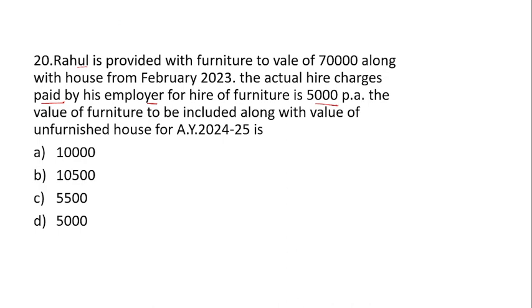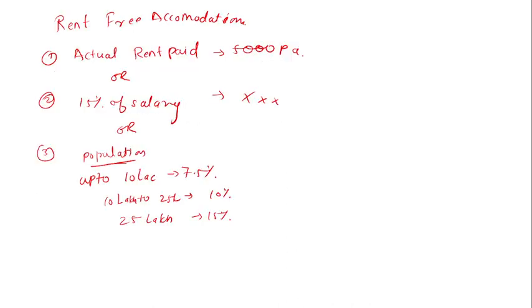So we don't get confused, just remember these rules. Whatever information is given, we will do according to that question. In this question, the actual rent paid by the employer is 5,000 per annum. We don't know about the salary, and we don't know about the population, so we are unable to calculate it. So according to this question, whichever is lower, that is 5,000.